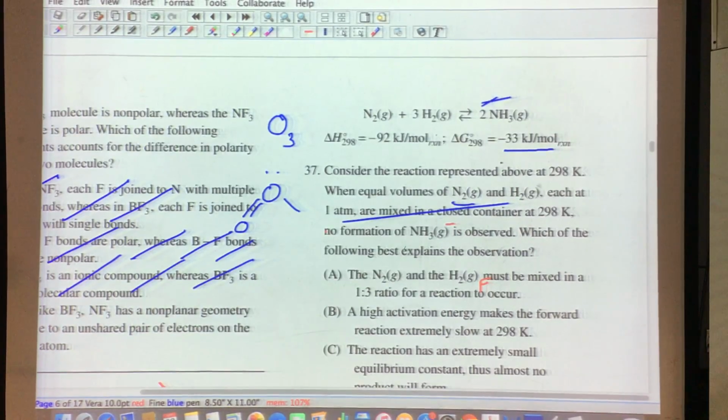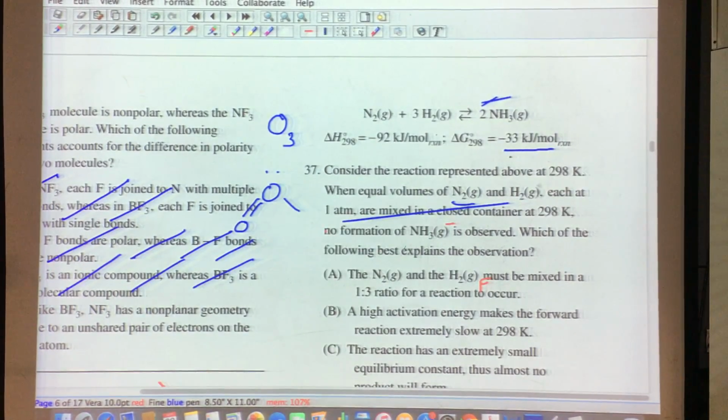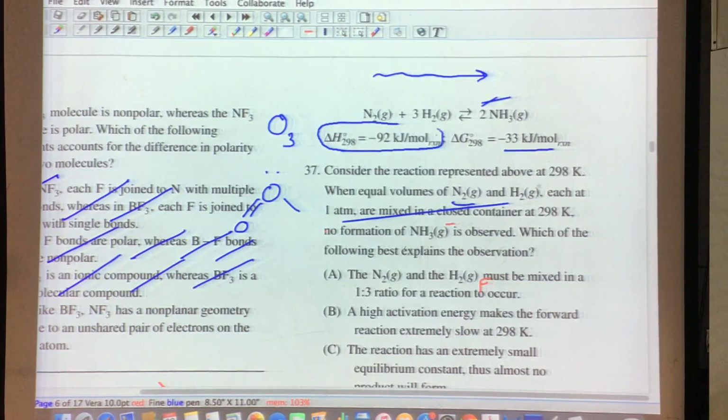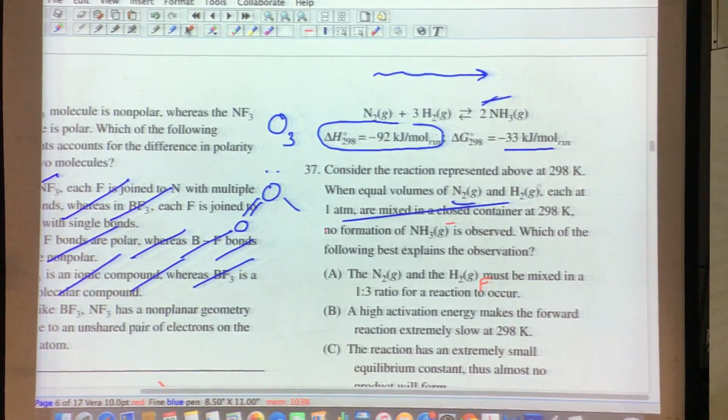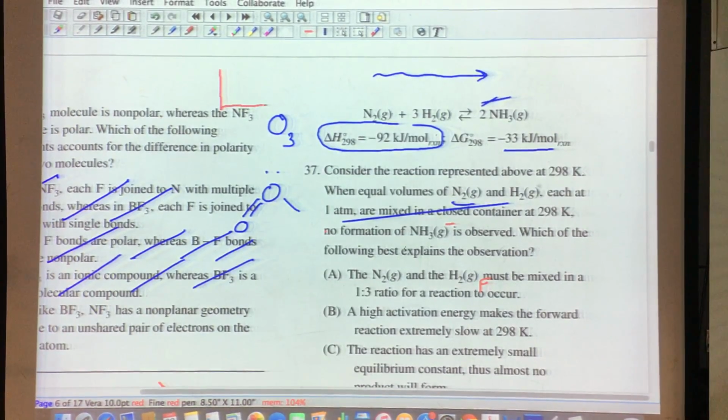Delta G is negative. Spontaneity has nothing to do with the rate of reaction. How fast the reaction goes has nothing to do with how negative delta G is. This is spontaneous. It is very negative. But what do we have with all reactions? We have, this is an exothermic reaction, correct? So if I was to draw a potential energy curve, it would look something like this.